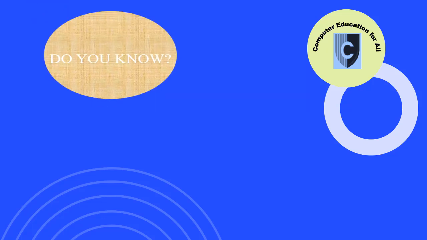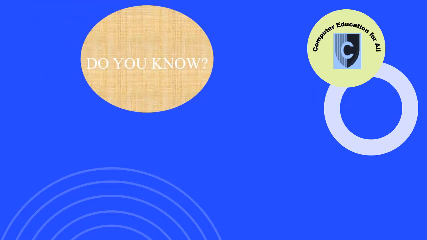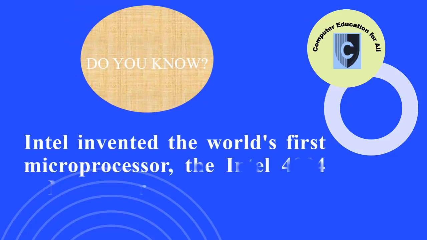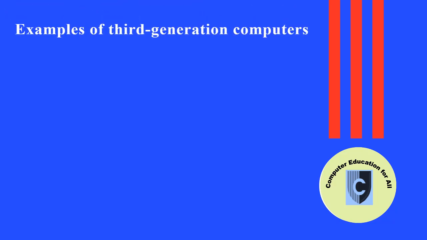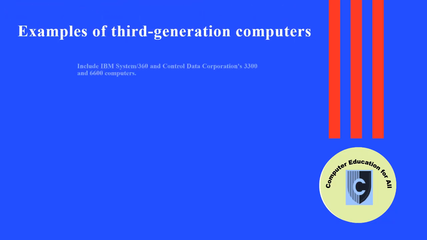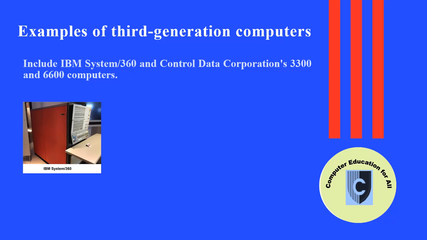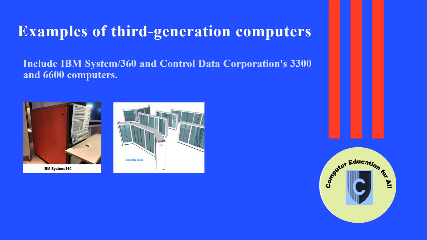Do you know? Intel invented the world's first microprocessor, the Intel 4004, in November 1971. Examples of third-generation computers include the IBM System 360 and Control Data Corporation's 3300 and 6600 computers.